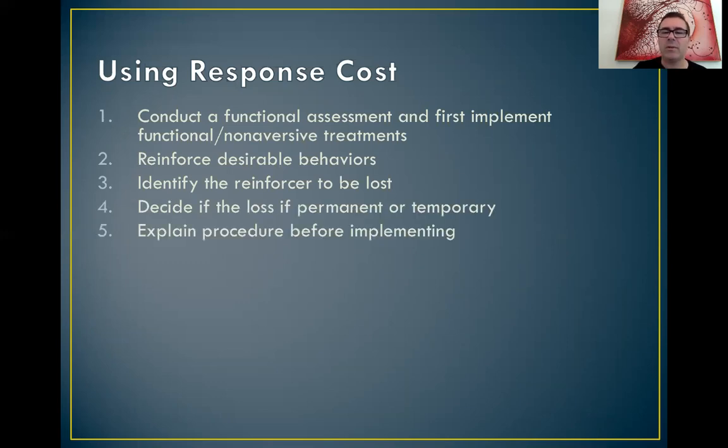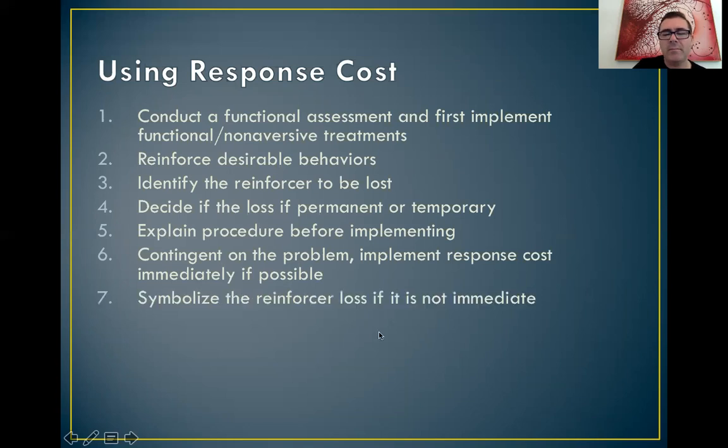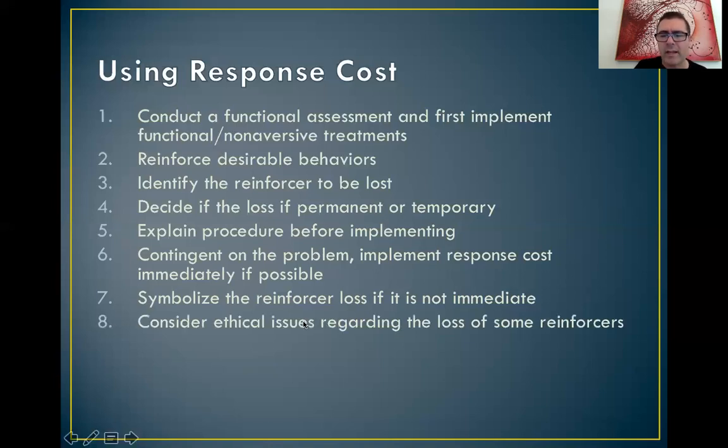We talked about that. We talked about deciding whether the loss is permanent or temporary, and explaining the procedure before implementing. Again, if you're dealing with your kids, I'm sure that you tell them, if you do X, Y, and Z, those are the consequences. And then you can implement the response cost as soon as you can, so it's not as delayed. If it is delayed, then you want to create some sort of symbol. Like, you can have a chart with stars or stickers, and then you earn stickers. But if you engage in problem behavior, stickers get taken away, and that symbolizes the net loss of a reinforcer at the end. And of course, we talked about all the ethical issues regarding the loss of some of those reinforcers.